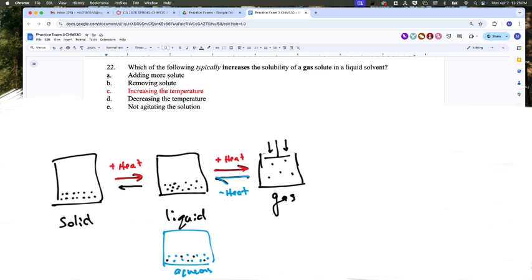I've got a piston and I can push down on it. By pushing down on it, I'm decreasing the volume, which increases the pressure. So if I'm trying to get a gas to go into the liquid state, I can decrease the temperature and I can increase the pressure. Both of those things will help force the gas into the liquid state, okay?